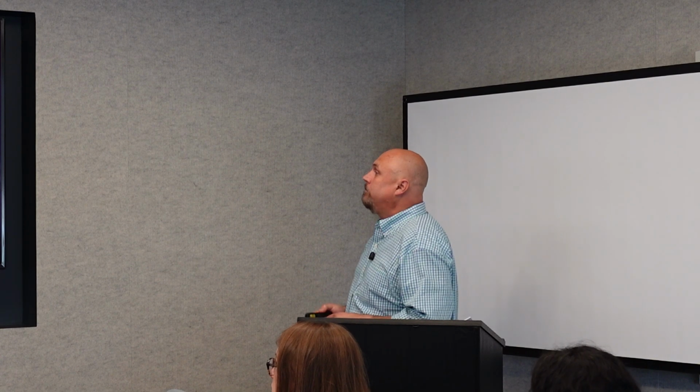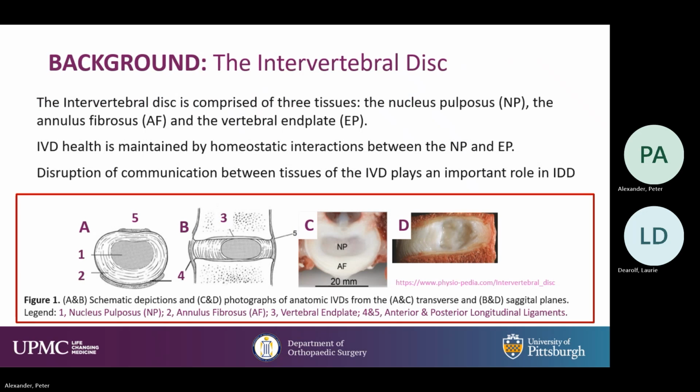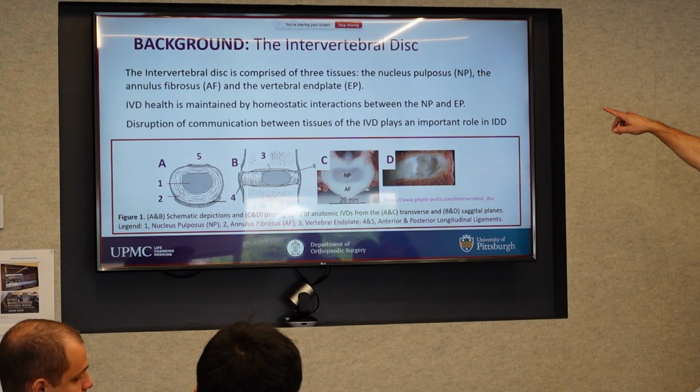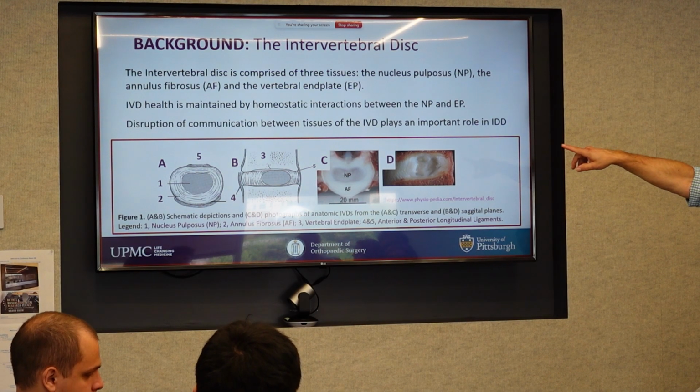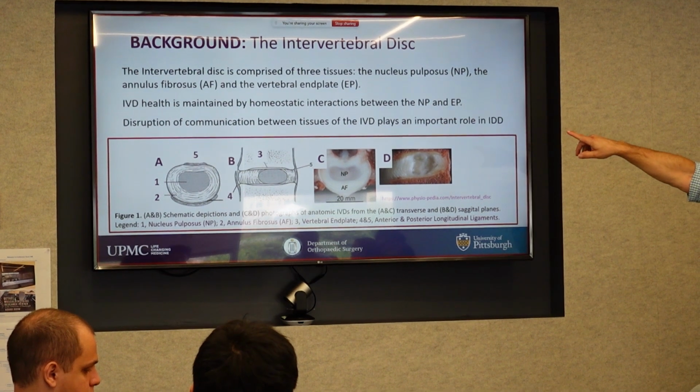So my goal now is to define some of these terms, because my assumption is we're not all spine biologists. The most important structure we're going to talk about is the intervertebral disc. This is the joint between two vertebrae in your spine. The intervertebral disc is composed of three tissues: the nucleus pulposus, which I'll abbreviate as NP, the annulus fibrosus, and the vertebral end plate, abbreviated AF and EP respectively.